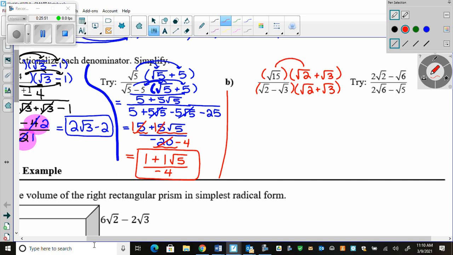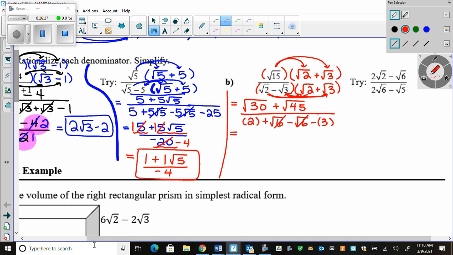So I'm going to get 15 times root 2, which is root 30. Then root 15 times root 3, which is root 45. And root 2 times root 2, which is 2. Outside, root 3 times root 2 is root 6. Inside, negative root 3 times root 2 is negative root 6. They cancel, which makes us happy. And then negative root 3 times root 3 is negative 3.